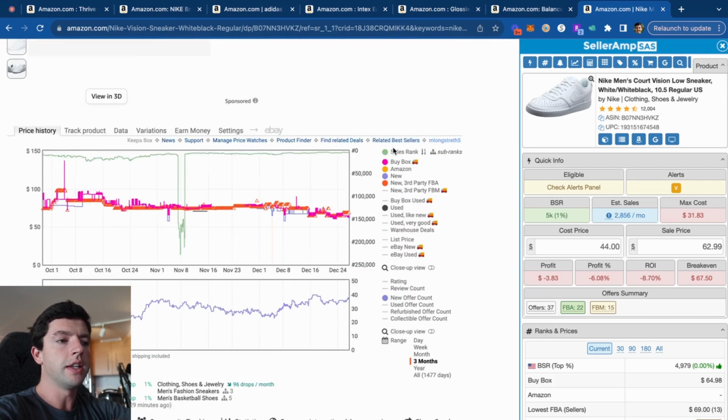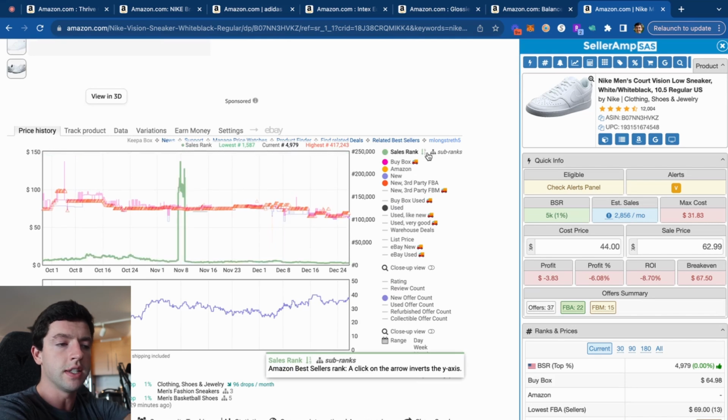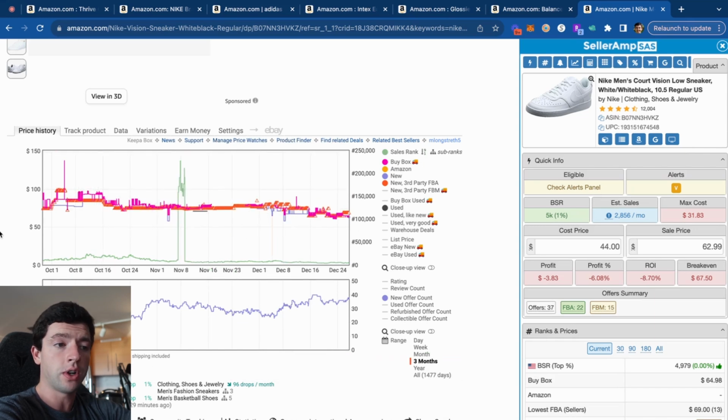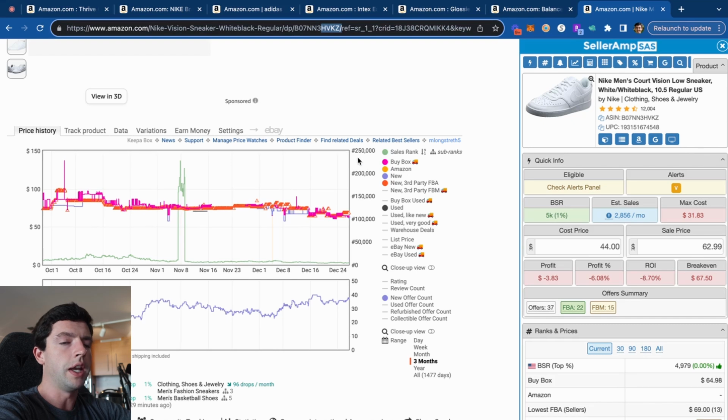What you need to understand is that the sales rank for each listing is consistent across all the variations, right? However, the Keepa chart is going to be size specific. So each size is going to have its own ASIN, which we can see up here in the URL and on the seller app right here.